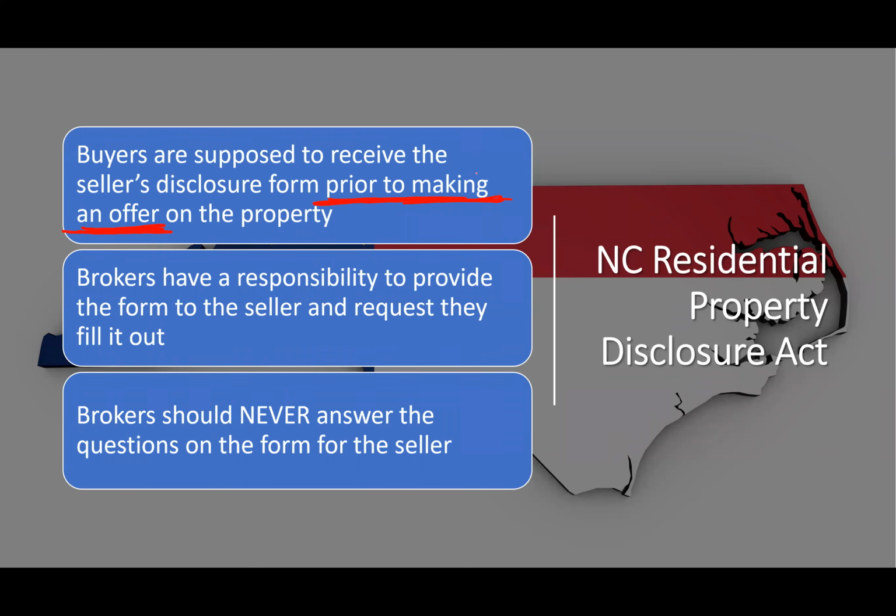And so I hope that was the question. If not, you can look. Before an offer. Yes, I did hear that part. Yes, before the buyer makes an offer. That's correct.